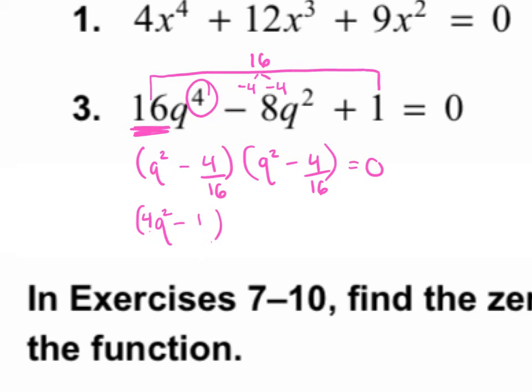Alright, and then the next one's the same exact thing, so we're going to have 4q squared minus 1. What did the directions say here? Solve. So we're not done yet. So we need to do what next? Awesome, set them equal to 0. So 4q squared minus 1 is equal to 0, and 4q squared minus 1 is equal to 0. How do we solve this?